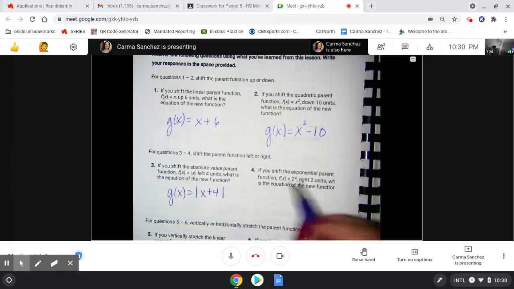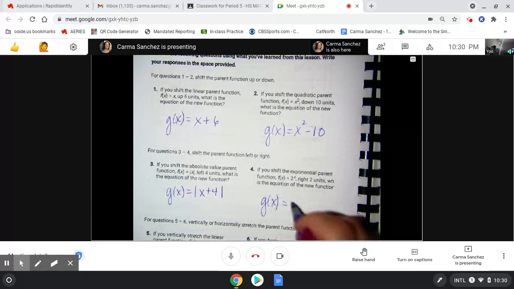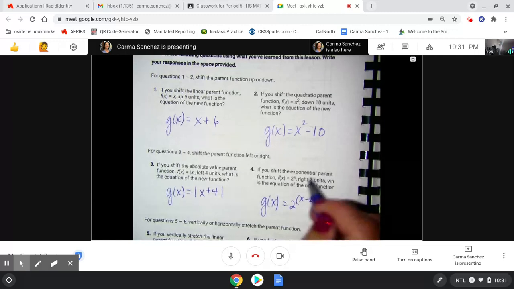Now they're giving us an exponential function. They're saying, what about doing a right 2 units? So we're going to go take the original function, 2 to the power of x. Everywhere that there was an x is now going to become right shift of 2, so it's to the power of x minus 2. Done.